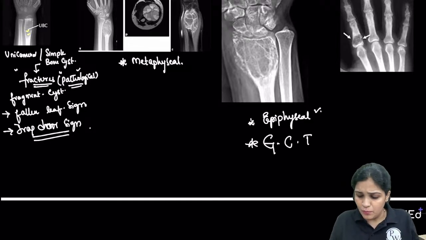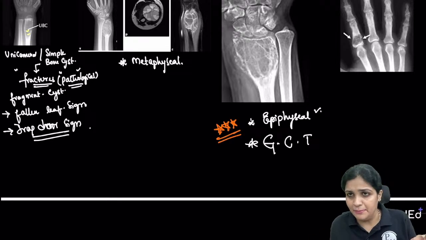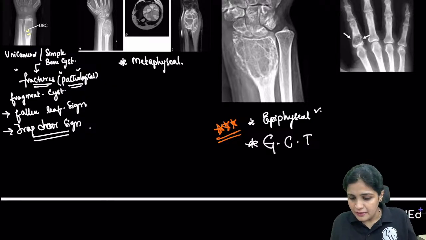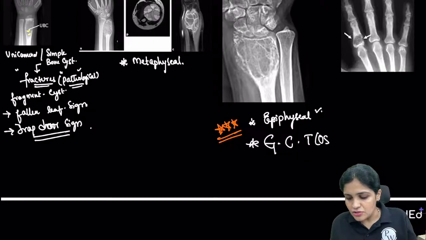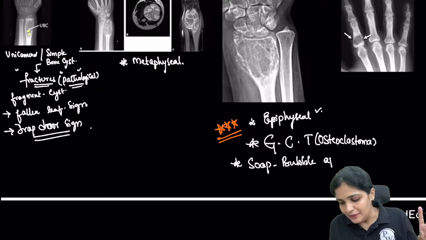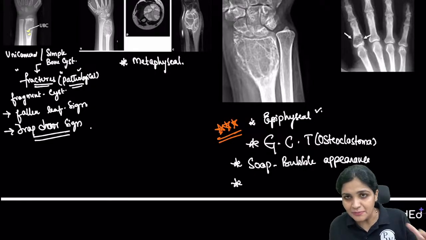And this is one of the most important, very, very important tumors. You have to remember everything about this. So what is this? This is an epiphyseal tumor. It is called the giant cell tumor. What is the other name which is given to it? It is also called the osteoclastoma. What is the appearance? How is it appearing? So, soap bubble appearance. And finally, what you have to remember, the treatment. So what is the treatment for this?